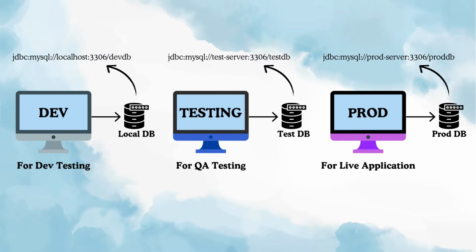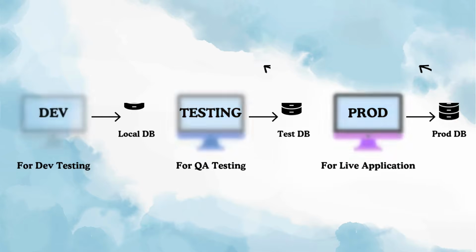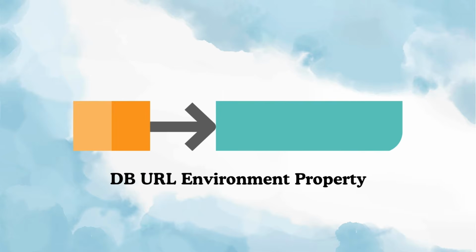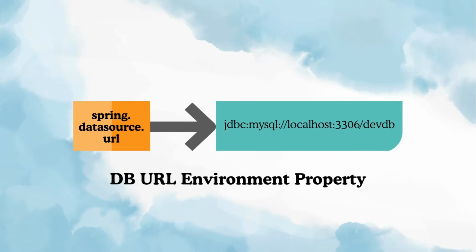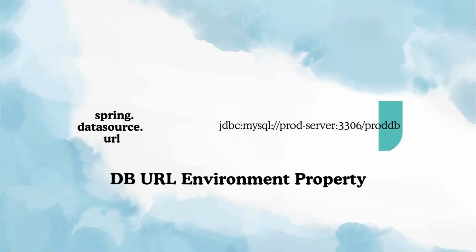So we'll have to define an environment property for the DB URL. It will be a key value pair where the key is something like spring.datasource.url and its value will keep on changing based on the environment. So I hope you got a gist of what environment properties are and why they are required. Now let's see on IntelliJ how they are actually configured in your application and how they are used.